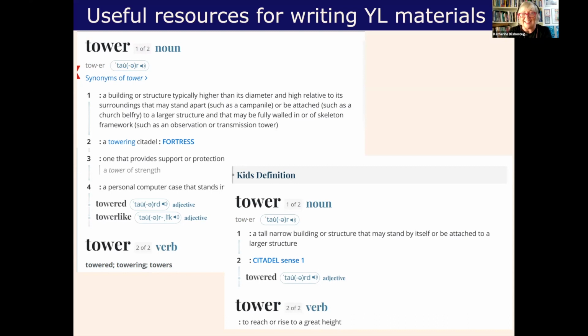And obviously, the level of that definition is going to be too high, not just language wise, but children of 7 will not know what a diameter or a campanile, whatever, are, transmission, etc. So the kids' definition says a tall, narrow building or structure that may stand by itself or be attached to a larger structure. So we can take that one and we can tweak it to suit our needs. It's a good starting point, if you like.